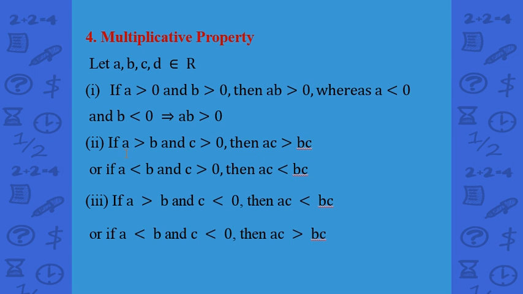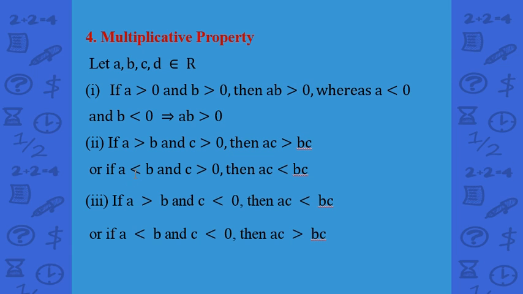For example, I am saying that my A is equal to 2 and B is equal to 1. It means 2 is greater than 1, and my C is 3. So I am multiplying this 3 with the 2 and 1. You are observing that 3 2s are 6, which is greater than 3 1s are 3. 6 is greater than 3. So the same inequality will remain, greater than.